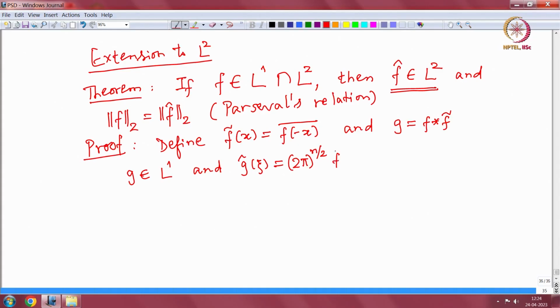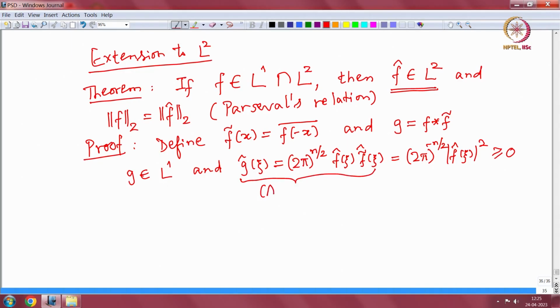So this g cap is just a multiplication of functions, f cap j, and again it's very easy to compute. The argument change is only here, so you just get (2 pi) to the minus n by 2 times mod f cap j squared. So it's non-negative. Okay, so the Fourier transform of this is just an application of Fubini's theorem. So this is generally true.